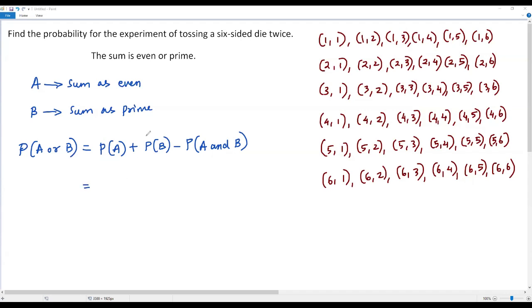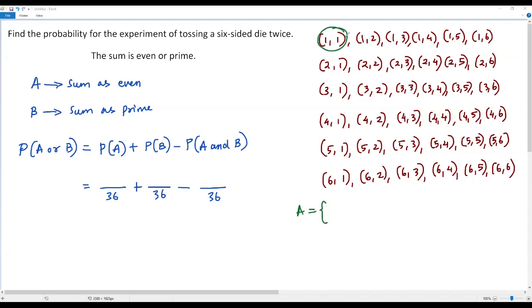Since the total number of all possible outcomes when a die is tossed twice is 36, we can write the total number of all possible outcomes as 36 for each probability. Let me write the stuff over here. Now we have to find the number of possible outcomes for the event A, that is, when we get the sum as an even number. For that, let me write the stuff over here. That is, A is the event of getting the sum as an even number.